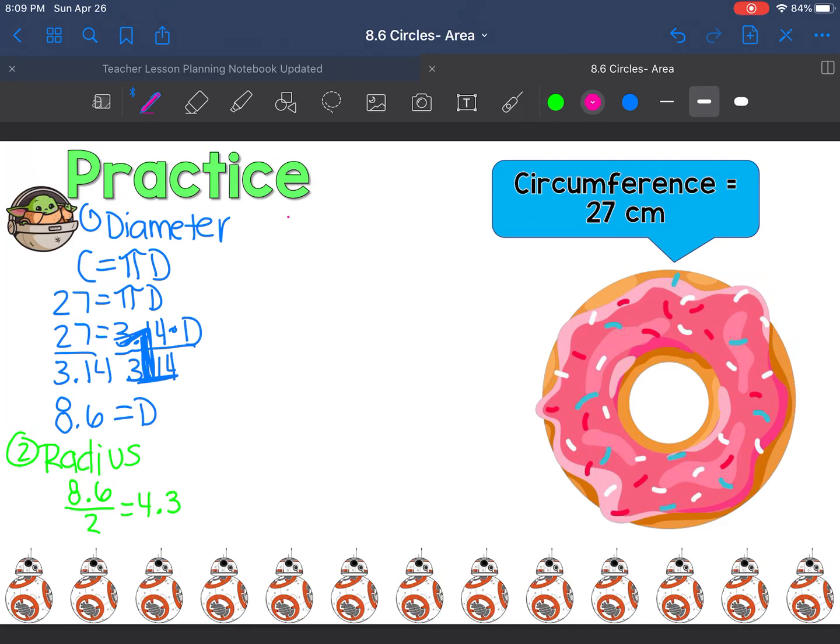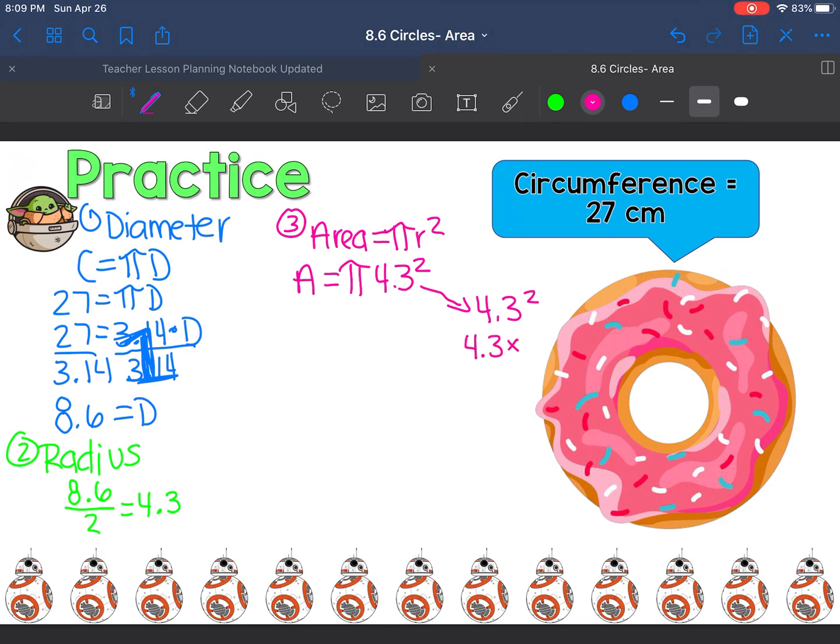Now I'm going to plug that into my formula for area. Remember, area equals pi times radius squared. So I know that my radius is 4.3 squared. So we're going to come out to the side and figure out what 4.3 squared is. Remember, 4.3 squared is 4.3 multiplied by itself 2 times. So 4.3 times 4.3 is 18.49.